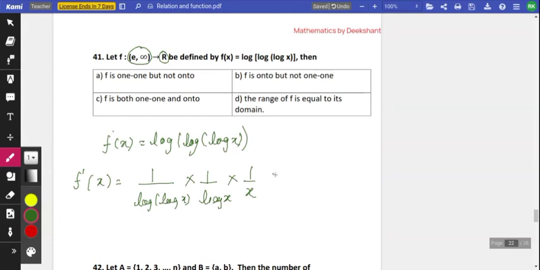This term is always greater than 0, meaning f dash x is greater than 0. It means the function is strictly increasing. So we can easily say that the function is 1-1.